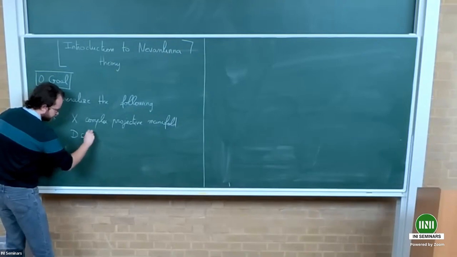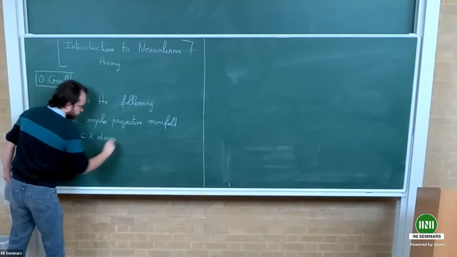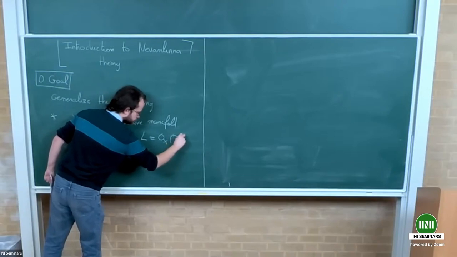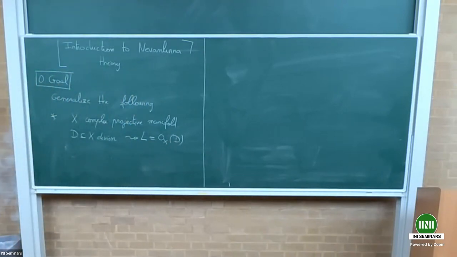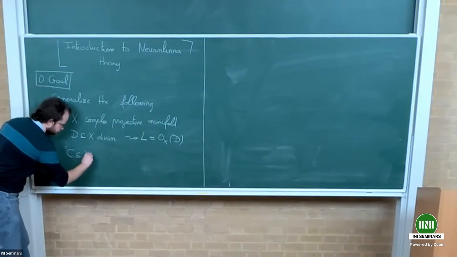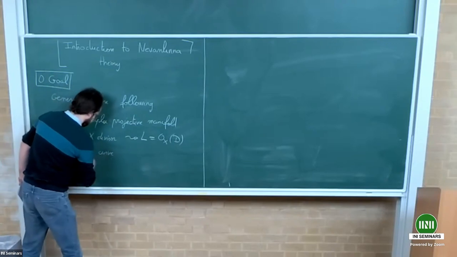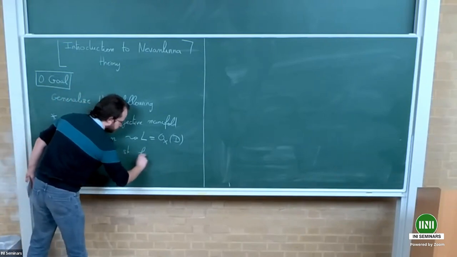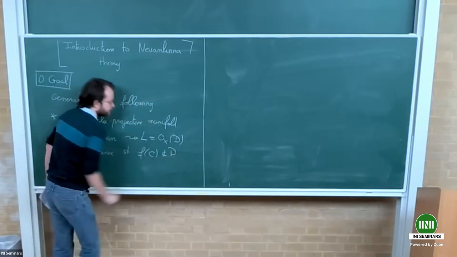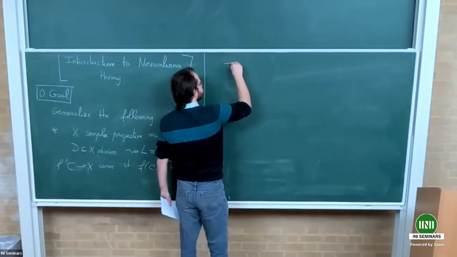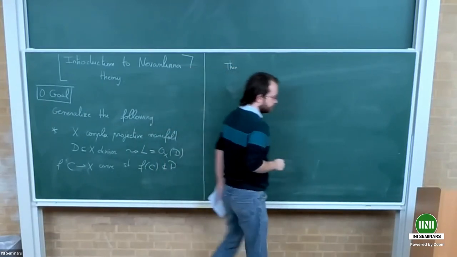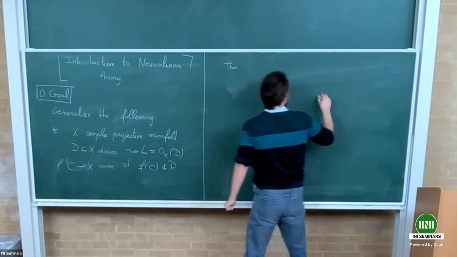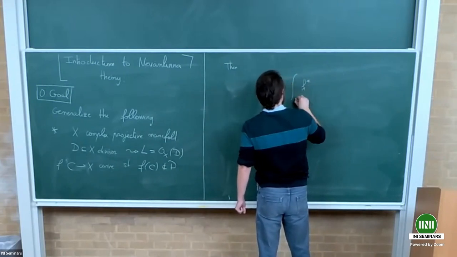You consider a divisor on it, and its associated line bundle. Now if you take a curve inside X which is not included in D, or rather a morphism from a curve to X such that its image is not included in D, then we have the Lelong-Poincaré formula, which gives you an equality between two integers. On the first hand, you can integrate on C the pullback of the first Chern class of L.